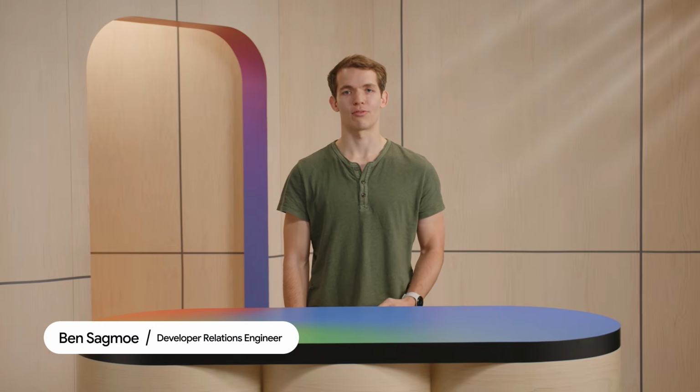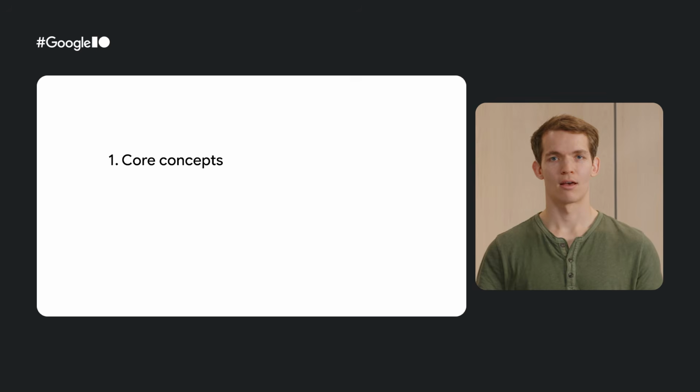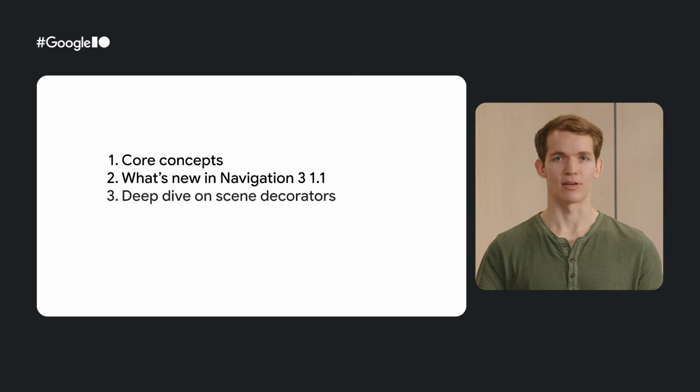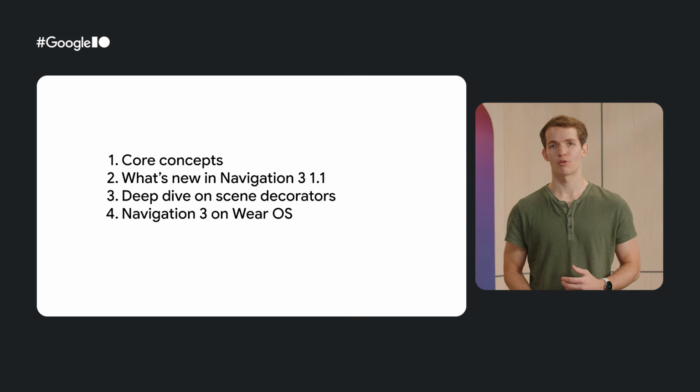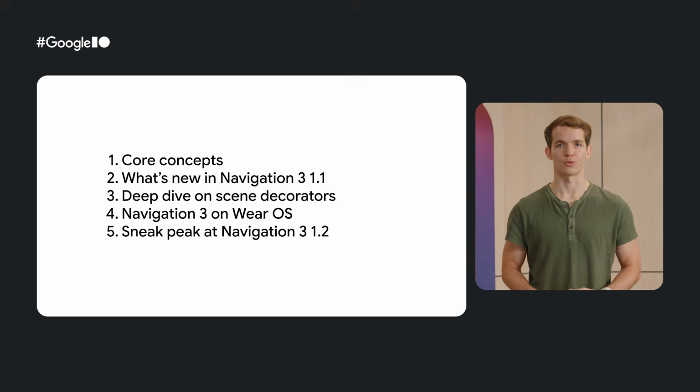In this session, we'll be covering everything you need to know about building adaptive layouts for your app with Navigation 3. After a brief refresher on the core concepts of the library, we'll cover what's new in the 1.1 release. That includes a deep dive on scene decorators, which can be used to add common UI elements such as top and bottom bars around your app's main content. To close things out, we'll take a look at how Navigation 3 is expanding to Wear OS and give you a preview of what we're working on for 1.2.